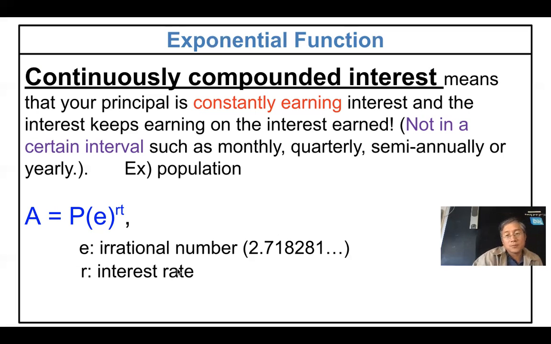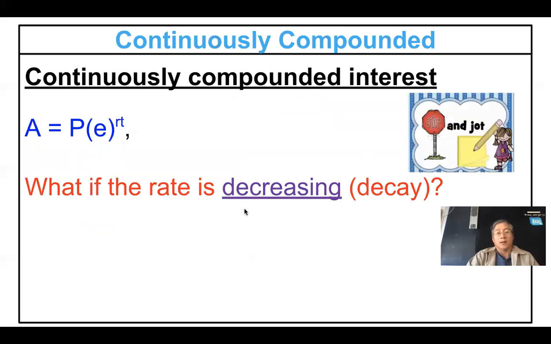Okay, so to make it easier to remember, I say this PERT. P-E-R-T, but R times T is in the power. But here, we should be careful. One thing to be careful is sometimes the interest doesn't decrease, right? But if you have like a population, it can increase, but sometimes also can decrease. So what happens if the rate is decreasing or decay case? In that case, the formula will be same PERT, but in the power, you should have a negative here. That makes difference. So if you have a negative in the power here, same PERT, same formula, but negative in the exponent, right? Then that will make it decrease.